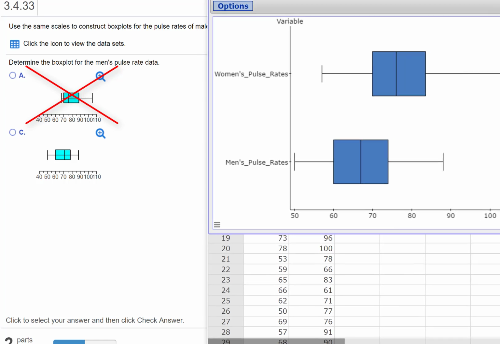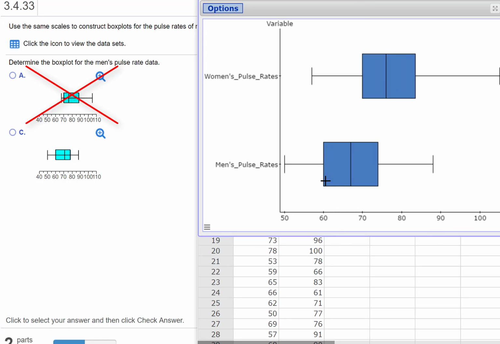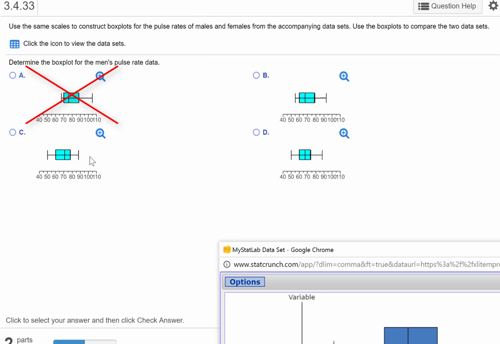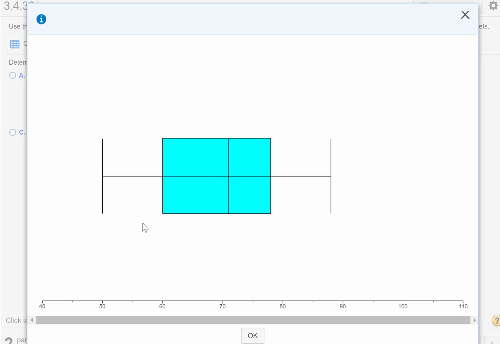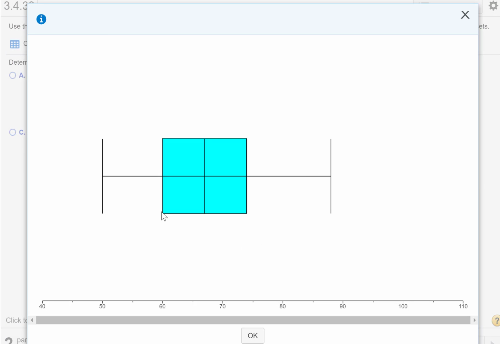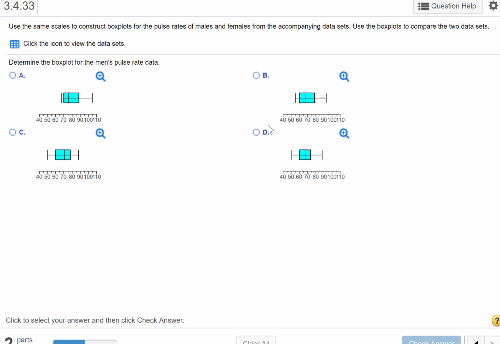So let's pull the box itself up. We can see right there, it goes from 60 to 74, right? Q1 is 60, the left edge of the box, and Q3 is the right edge of the box, which is 74. And if I need to make these bigger, I can. So let's look at C. Looks like it goes from 60 to a little bit more than 75. And now let me look at D. Looks like it goes from 60 to a little bit less than 75, so it's got to be this one. D.